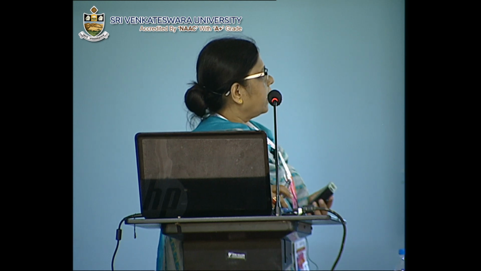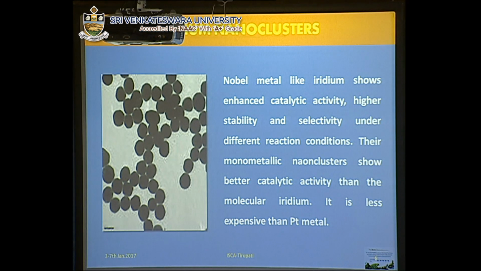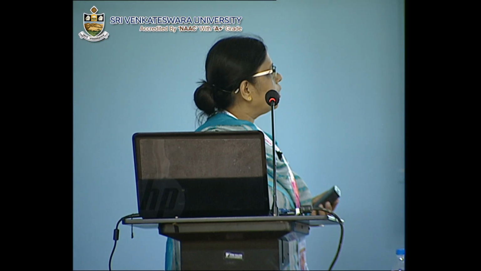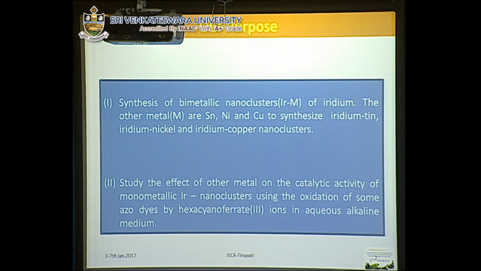Iridium is a good catalyst, has higher stability and selectivity under different reaction conditions, and is less expensive as compared to platinum. So, our purpose is to synthesize the bimetallic nanoclusters of iridium. The other metals chosen to form the bimetallic nanoparticles are tin, nickel and copper, and the second purpose was to study the effect of the other metal on the catalytic activity of the monometallic iridium nanoclusters by using the reaction of the oxidation of some azo dyes by hexacyanoferrate(III) ions in aqueous alkaline medium.